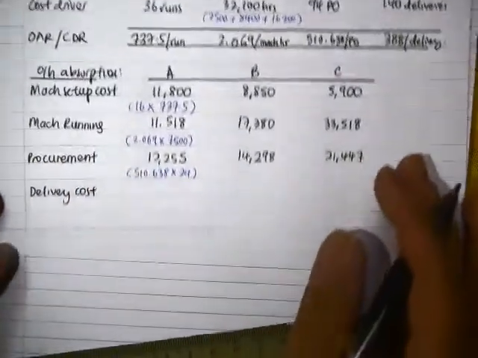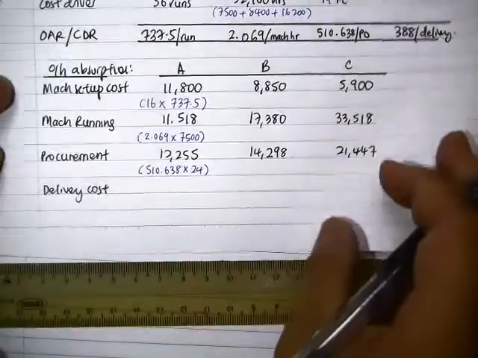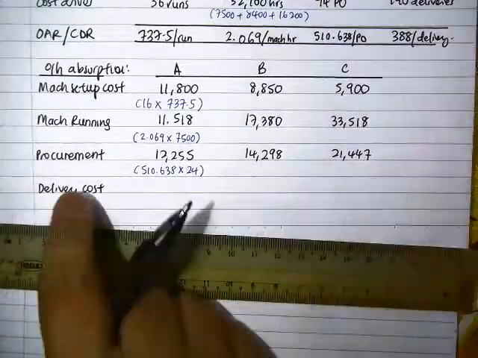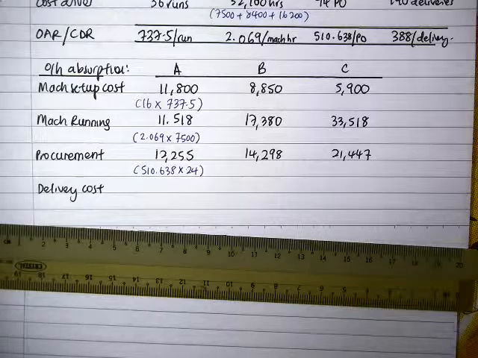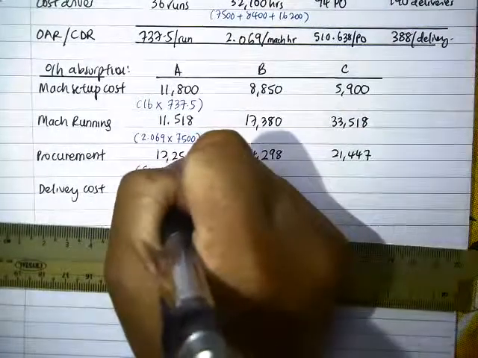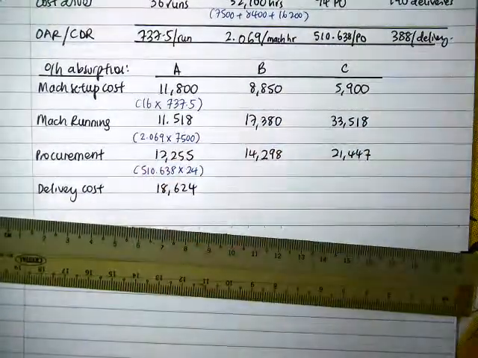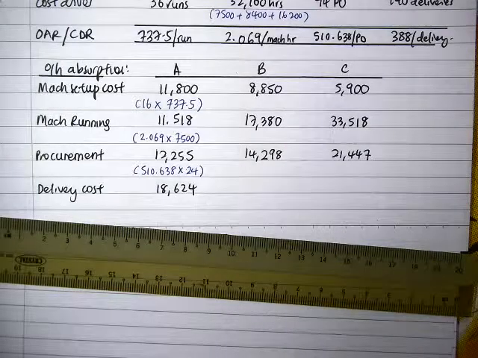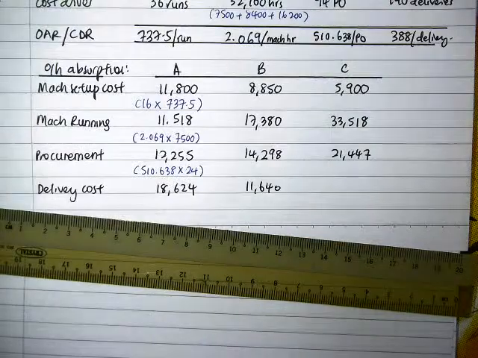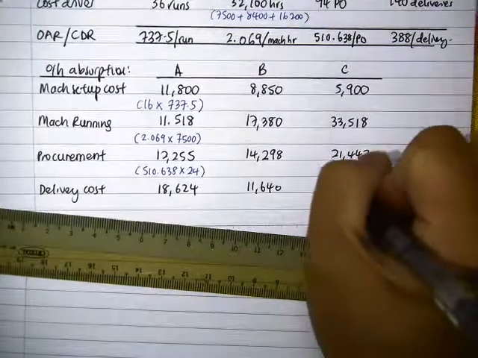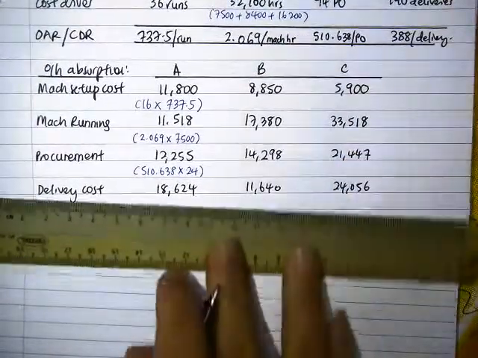The last one here is the delivery cost. Okay, now I've got no space today. I won't show the working. Okay, else later I can't fit into the answer. Now my delivery cost is 388 per delivery, and I have 48 deliveries here. So we have 18,624. Then 48 times 30, 11,640. Then 30 times 62, 24,056. Right, that's it, class.